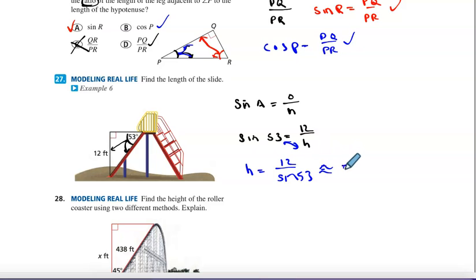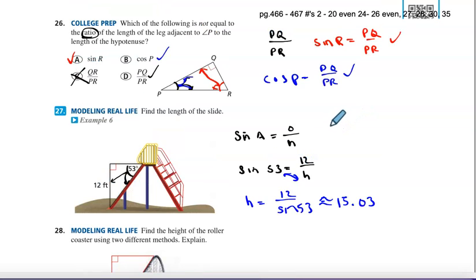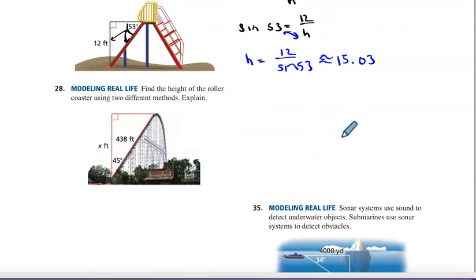And I get about 15.03, rounding to the nearest hundredths. Alright, so we got 27 out of the way. We're going to do 28, 30, and 35.